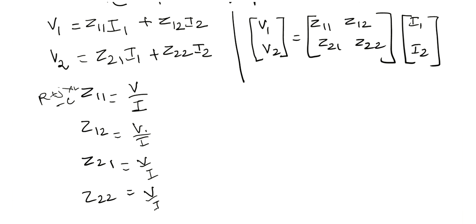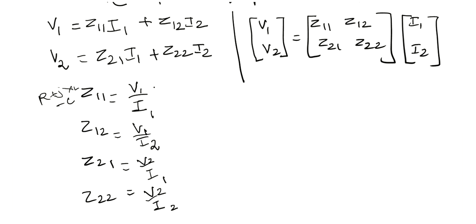Now what is the suffix number? It is 1 1, then 1 2, so here it is 1 and 2. It is 2 1, and 2 2. So V1 by I1 is Z11, V1 by I2 is Z12, and the same way for the rest. Clear?